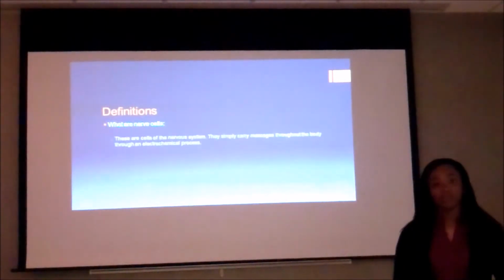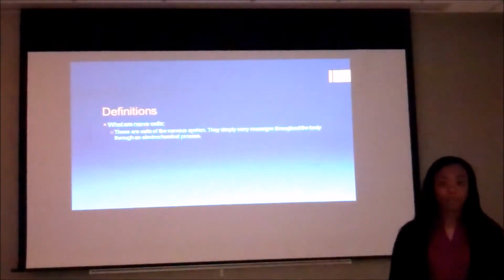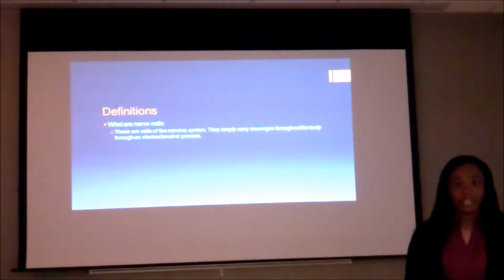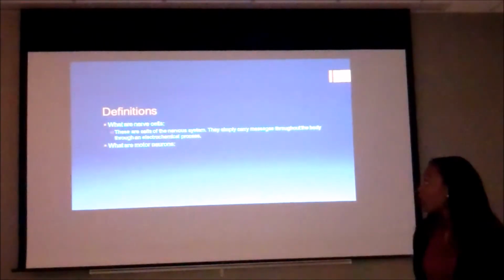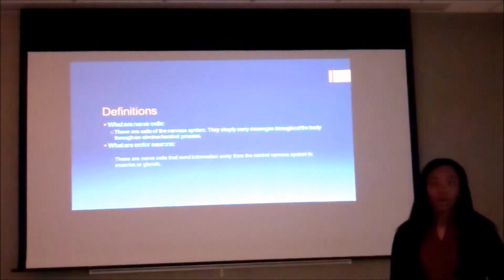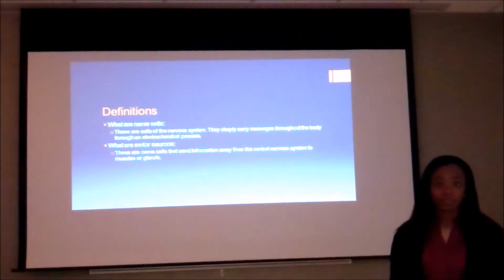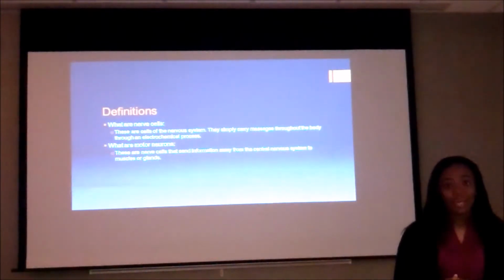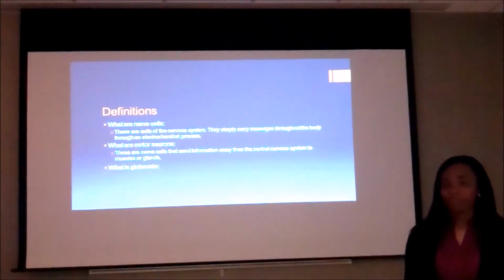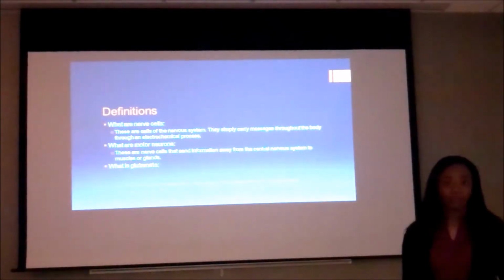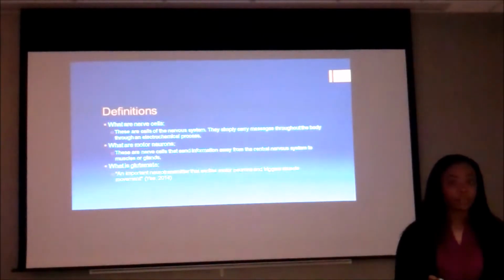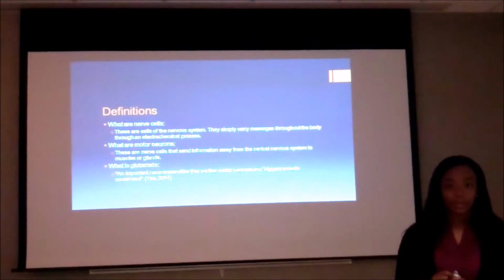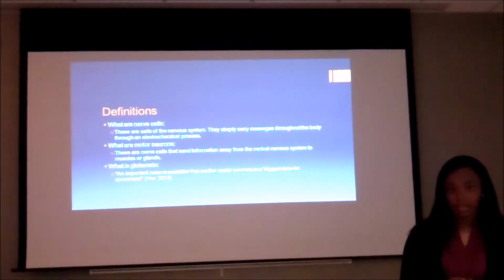What are nerve cells? Nerve cells are cells within the brain and spinal cord, the central nervous system, that travel through an electrochemical process. What are motor neurons? Motor neurons are nerve cells. They simply carry messages away from the brain to the muscles and or glands within the body. And what is glutamate? Glutamate is an important neurotransmitter that focuses on motor neurons to trigger the muscles or the glands within the body.